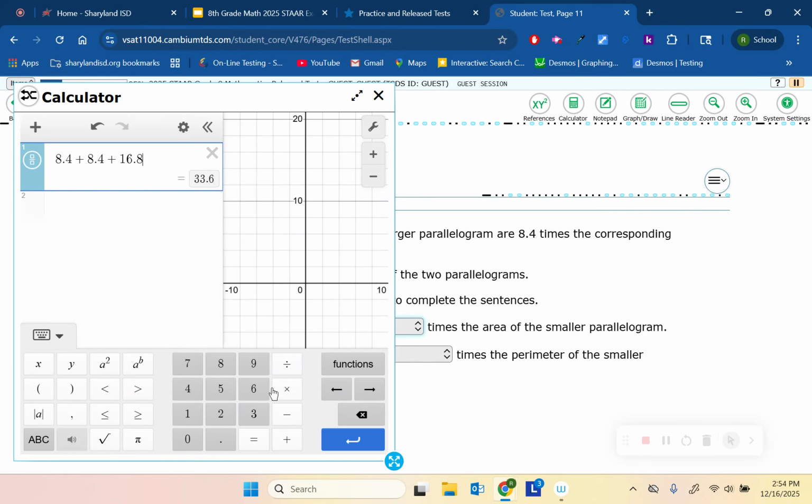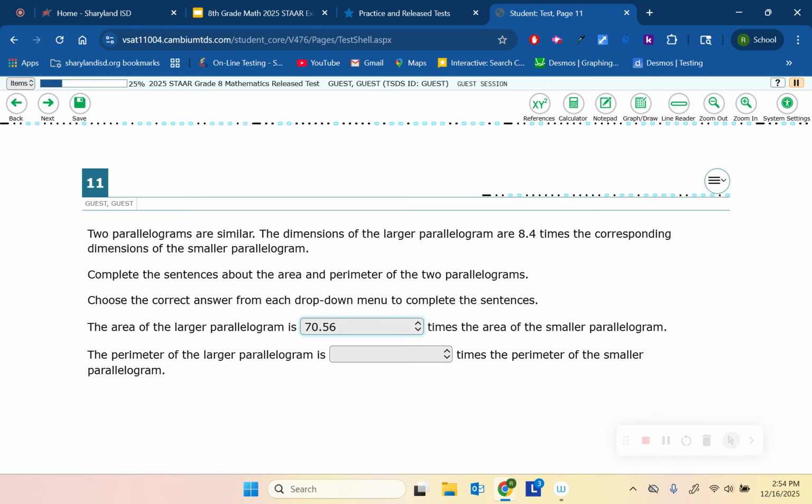It's not like this when you're actually taking the test. That's my concern. 16.8, so that is 50.4. So 50.4 divided by that 6, that was our other perimeter. So there's my 8.4. So the perimeter is going to be 8.4 times larger than the smaller one.